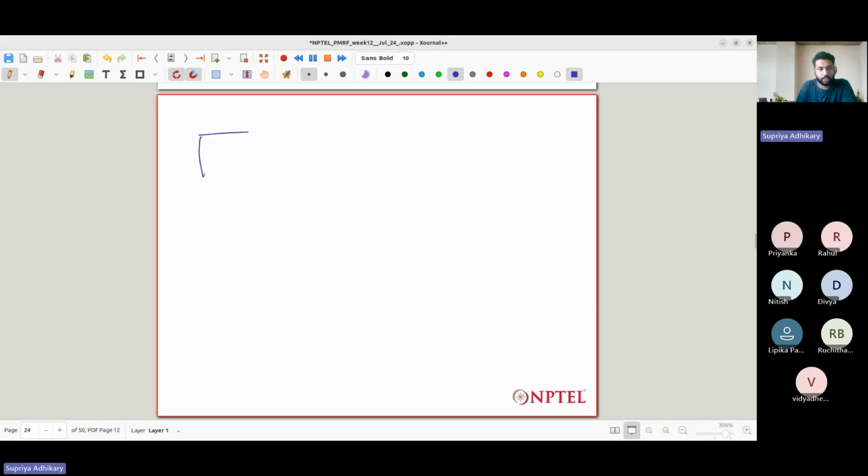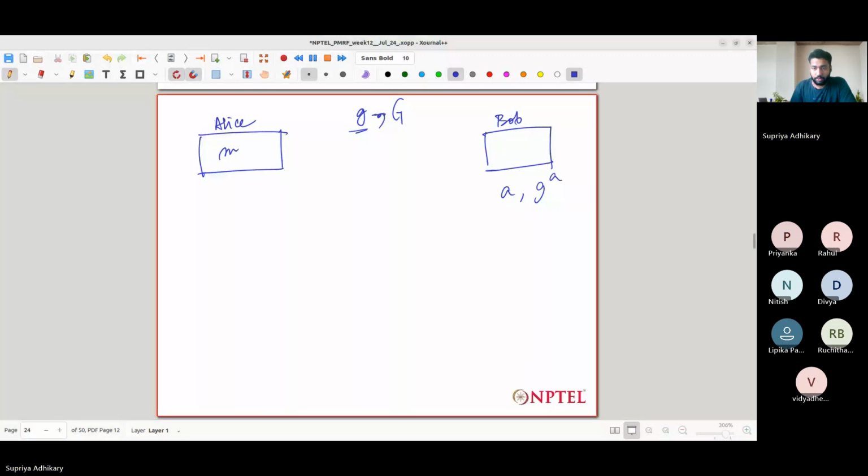In the ElGamal encryption scheme, we have Alice and Bob, these two parties. Alice has a message and Bob wants to receive that message. First, Bob chooses some a and computes g to the a. This g is basically a generator of some group G. This g and this group G are all public. So Bob first computes g to the a and sends it to Alice.